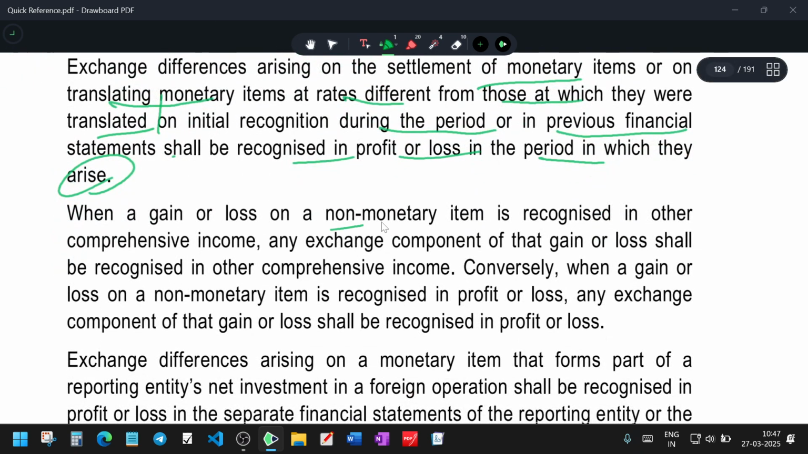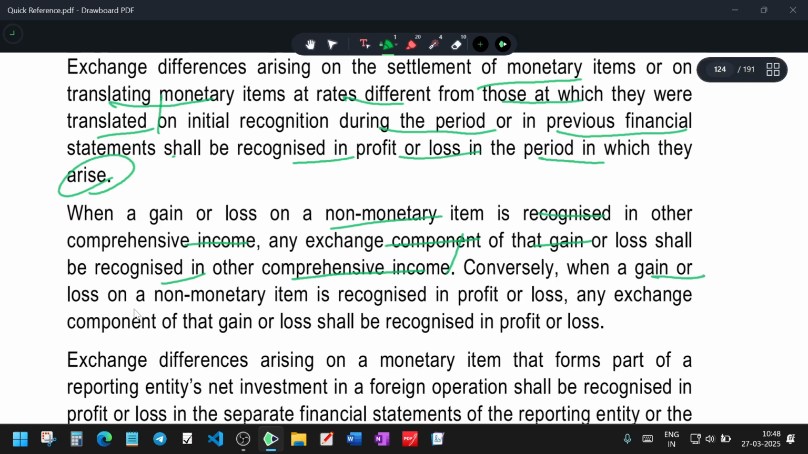When a gain or loss on a non-monetary item is recognized in other comprehensive income, the exchange component of that gain or loss shall be recognized in other comprehensive income. Sir, I'm not putting it to P&L. One of the things coming into other comprehensive income is mostly the revaluation of assets. Now the revaluation of the asset is happening, and on that revaluation there is an exchange gain or exchange loss, so we should consider it as other comprehensive income gain or loss.